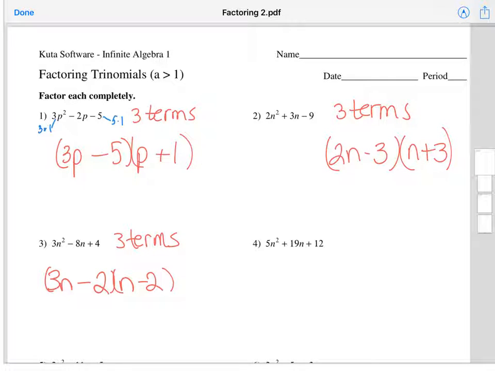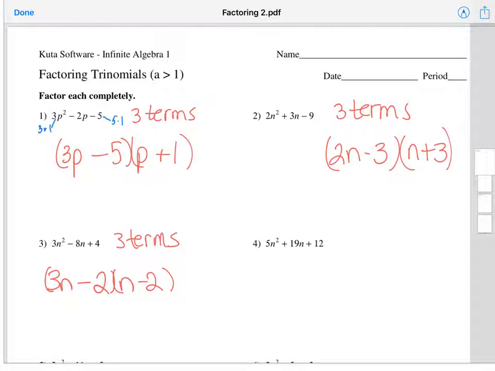Number 3, how many terms? Oh, 3 terms. So what are the factors of my leading coefficient? 3 and 1. What are the factors of the 4? 4 and 1 and 2 and 2. So you have to put it in and then do your loop so that you can see. Now number 4 we're going to do together.